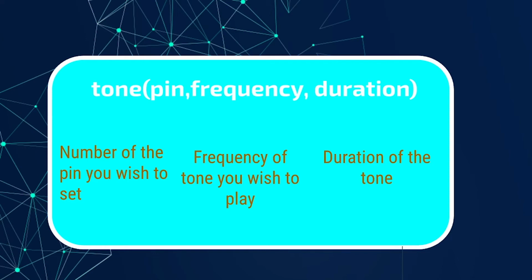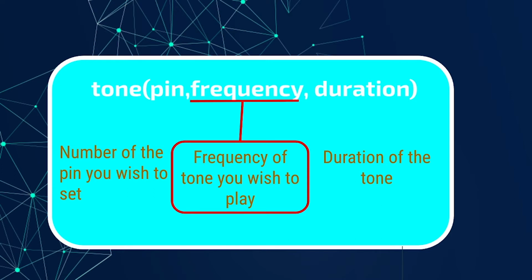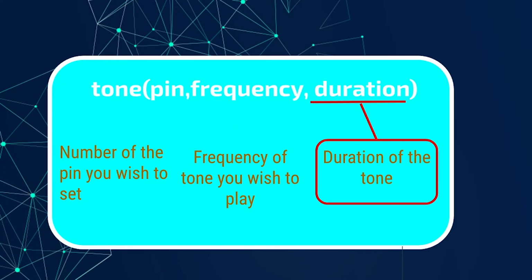The buzzer uses one main method, the tone. The tone takes three parameters: the pin, which is the number of the pin you wish to set, the frequency of the tone you wish to play, and duration, which is the duration of the tone you wish to play.